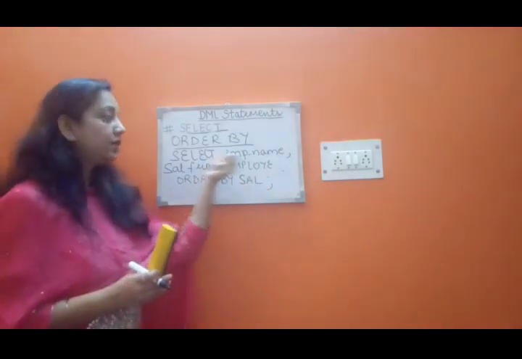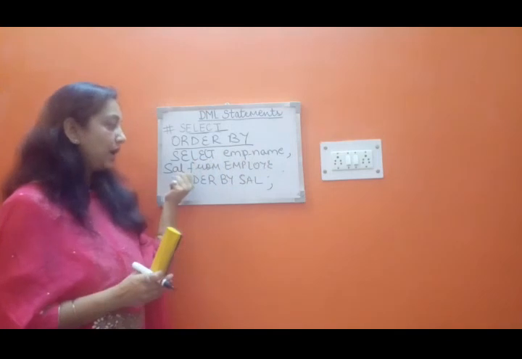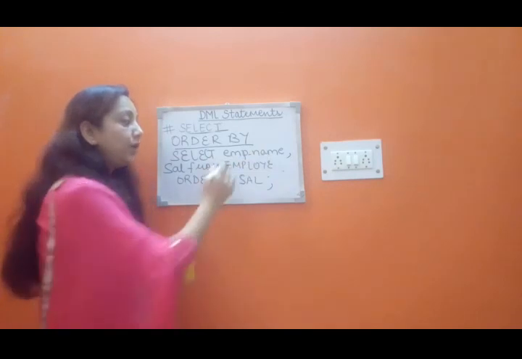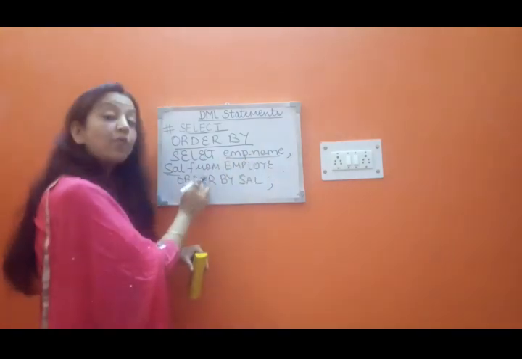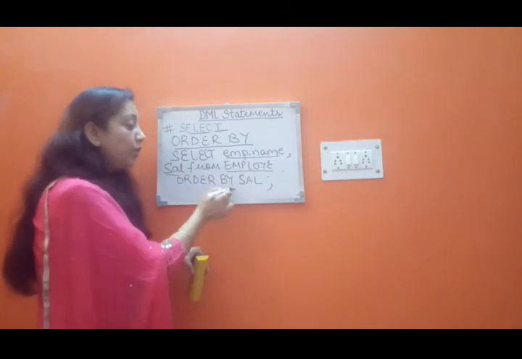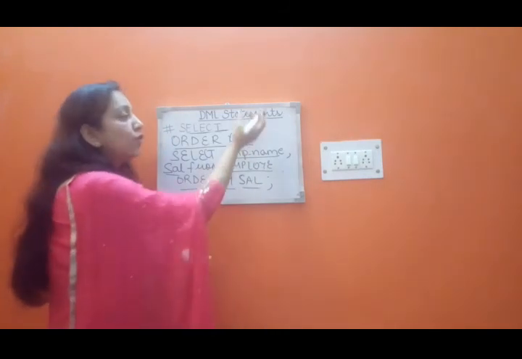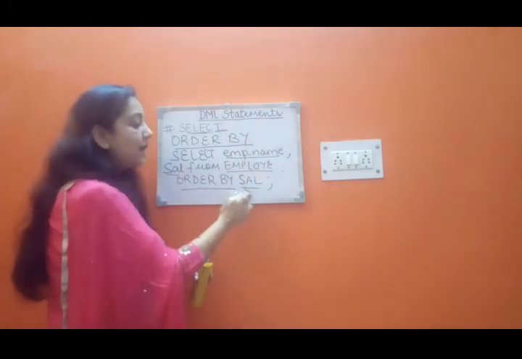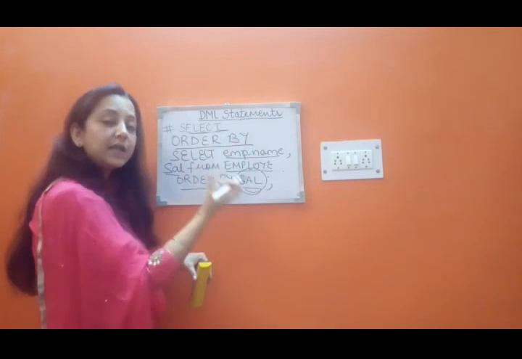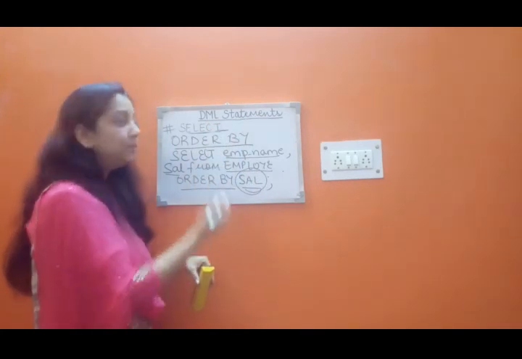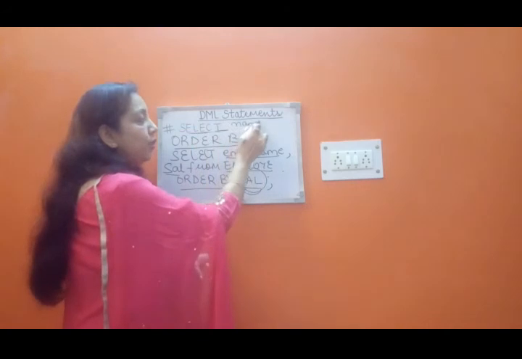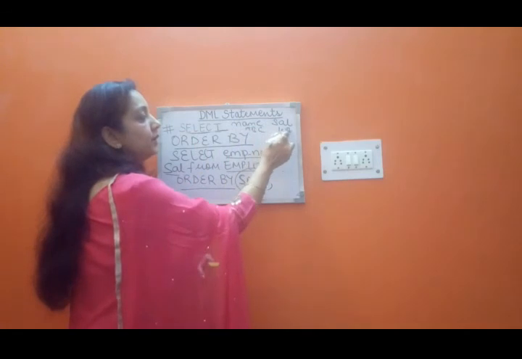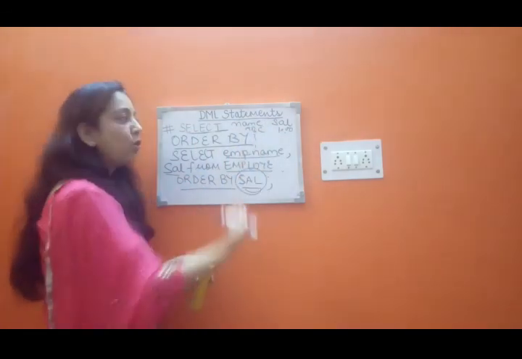So select what I want to select, the employee name and salary. I want to view these two columns or these two attributes, that is the employee name and the employee salary. From where? From the employee table. How do I want to order them? On the basis of salary. So it will show me all the details of the employees and their salaries. The salaries will be arranged in an ascending order from the lowest salary. So first of all, it will give me the name of the employee who has the lowest salary. Then in an ascending order, so on till the highest salary.